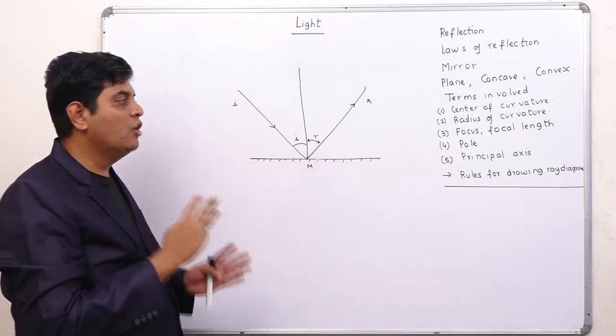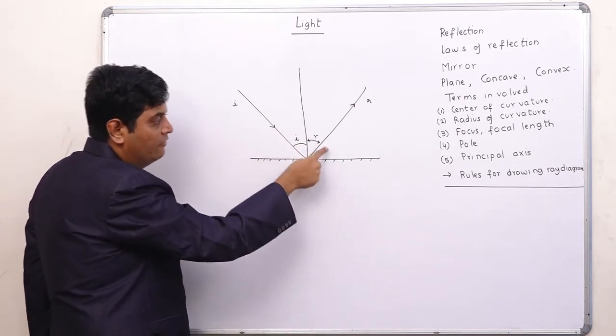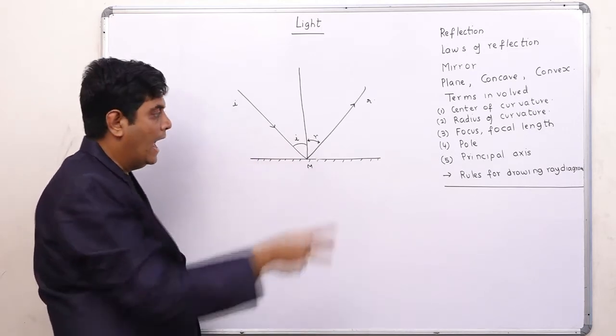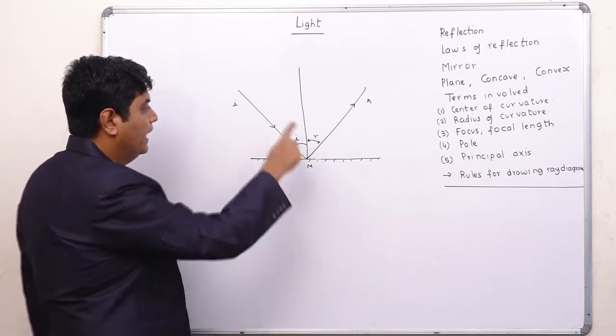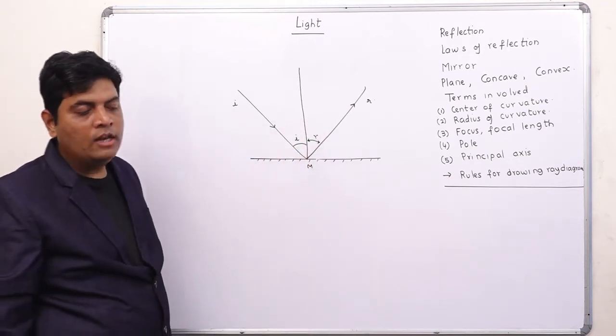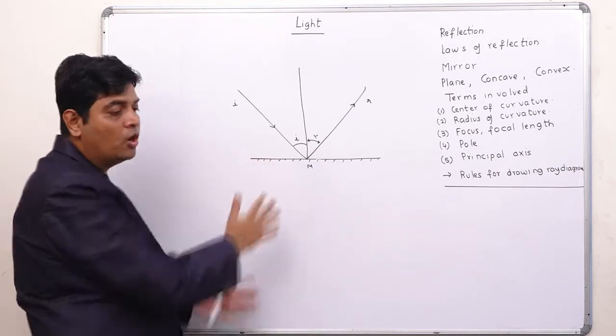So what are the three laws? First, the incident ray and the reflected ray are on the opposite side of the normal. Angle of incidence is equal to angle of reflection. And incident ray, normal and reflected ray, they all lie in the same plane. This is what we have studied.